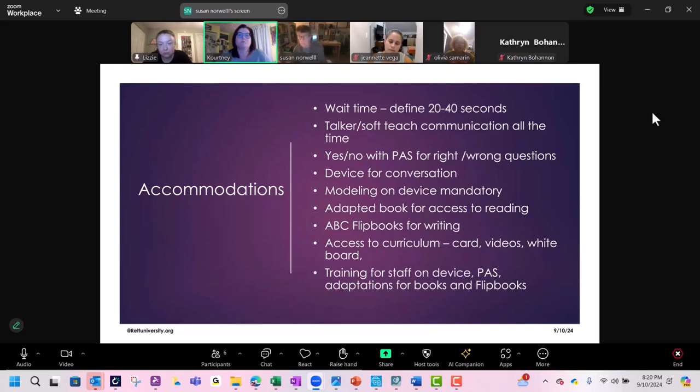They need to be trained on partner-assisted scan. They need adaptations for books and flip books, and they need to know how to use them. There's no excuse in my mind, and this is not just because I co-founded Rett University. There is no excuse for people not taking a 40-minute course on any of these things. Half the things we're talking about here, there are free webinars for.